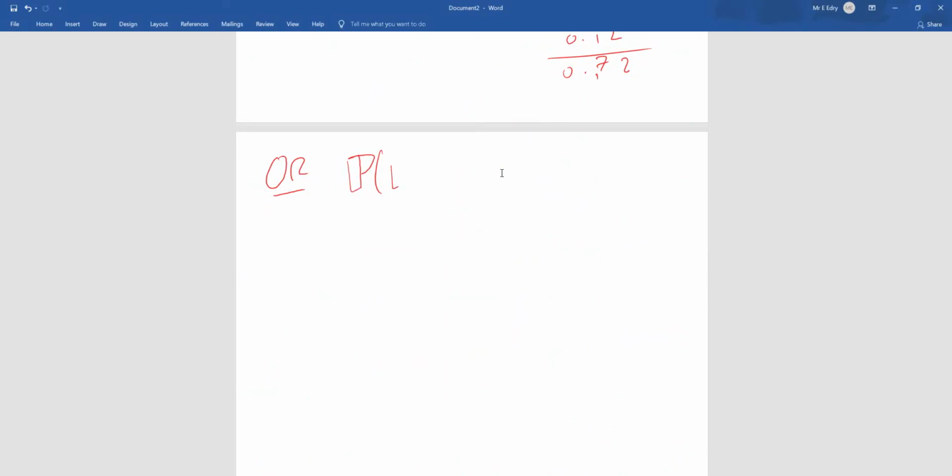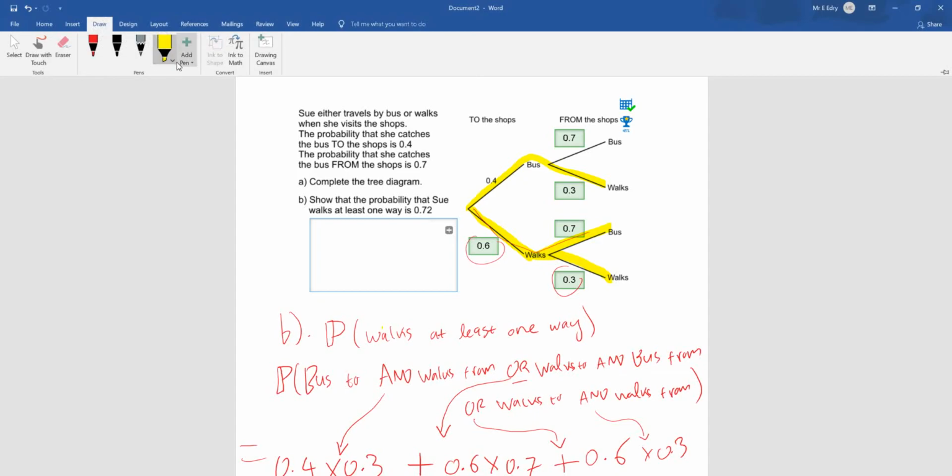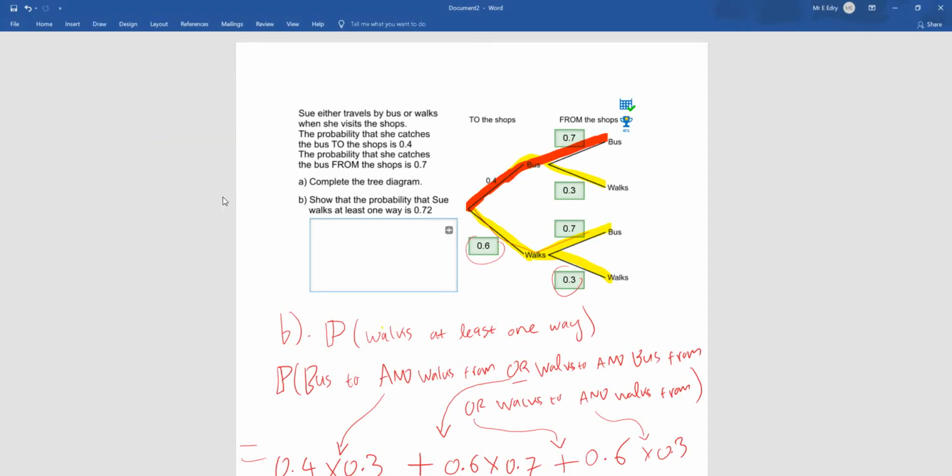So we can work out probability she takes the bus to and from, but then you work out the complement of this, which is just 1 minus. If you work out 1 minus the probability that she takes the bus to and from the shops, I'll just highlight that in red. If we work out 1 minus this probability, we should get the probability that we had before, because it's the probability that she doesn't take the bus to and from the shops.